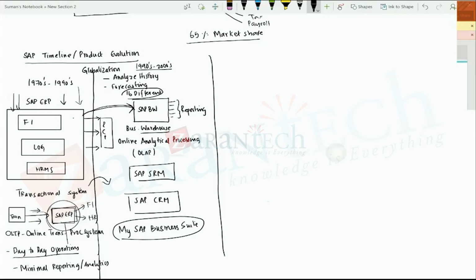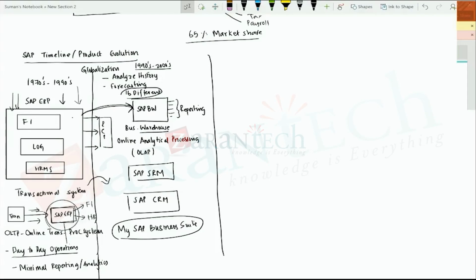So SAP BW was predominantly created with reporting and analytics in mind. SAP BW is referred to as the end-to-end data warehousing tool. It can do a lot of great functionality. But as we went ahead and started looking at this new product, we understood that there were certain limitations with the BW system.